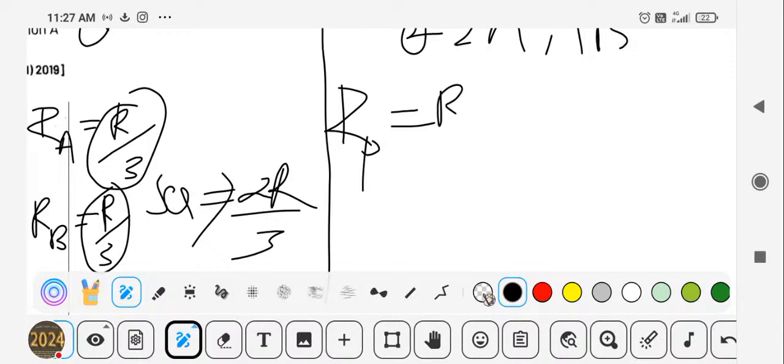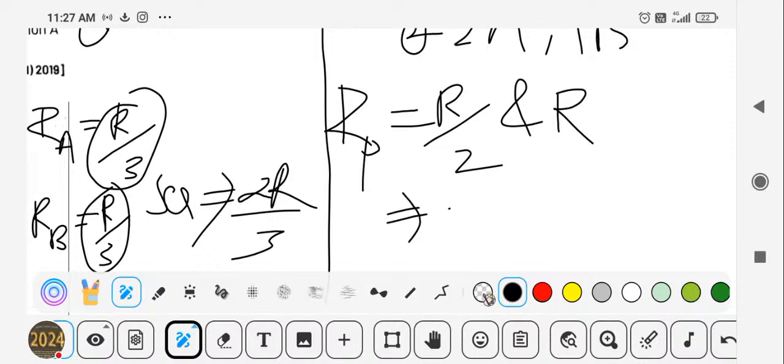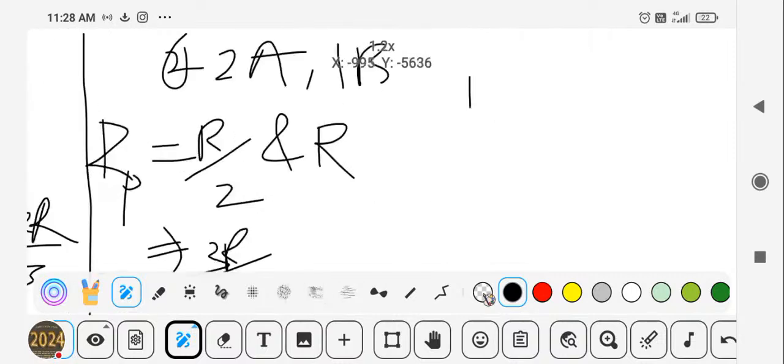Right? Again, this R by 2 and the other resistance in the B circuit, that is R, are in series. So, what is the value? How to find this series? R by 2 plus R, take LCM, then you will get 3R by 2, right? That will be 3R by 2. Finally, what they are asking is the ratio of power consumed by this circuit: power consumed in the first and power consumed in the second.